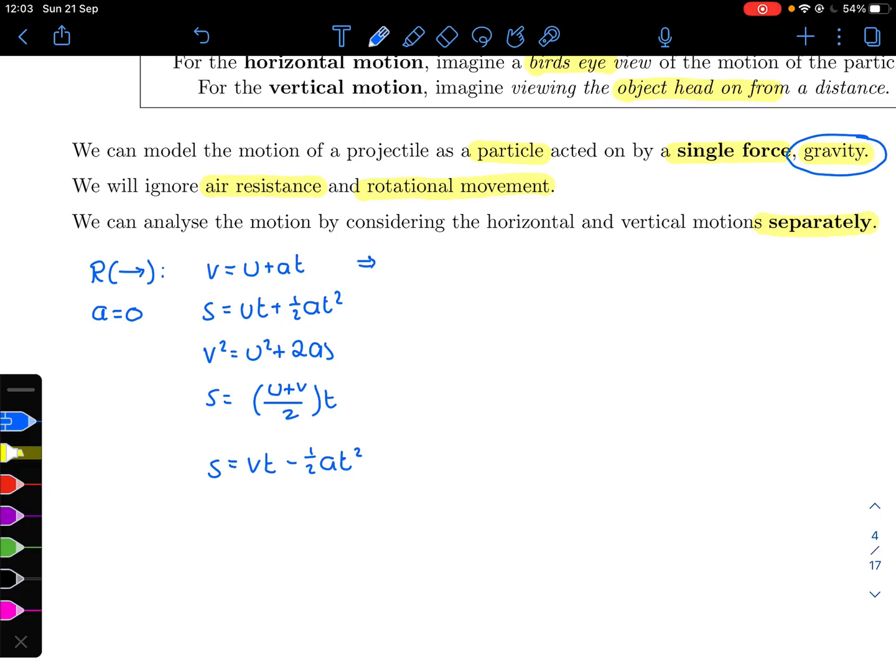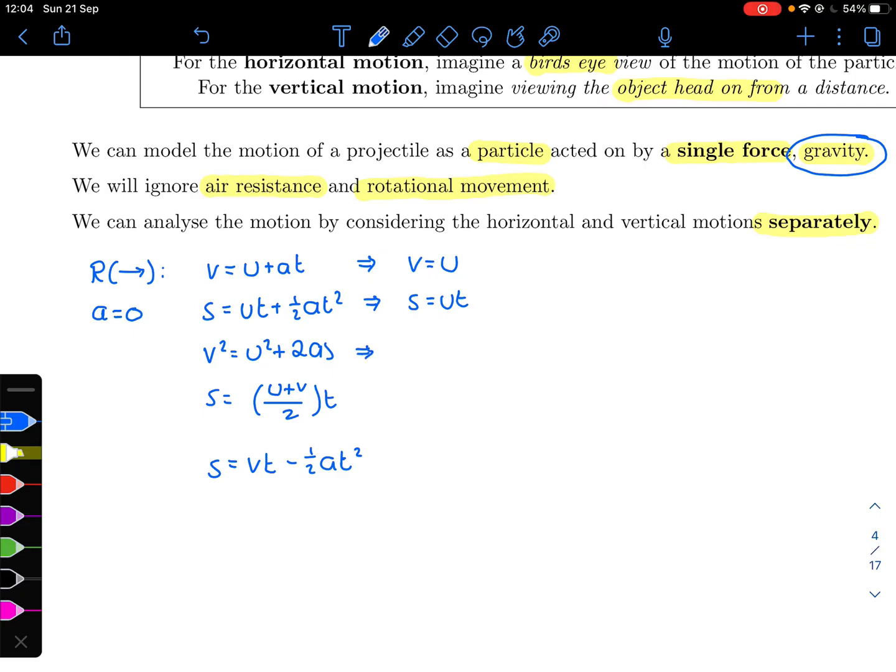Well, this first one, if a equals 0 in this first one, all we get is that v equals u. So the final velocity at any point that we consider is equal to the initial velocity in that direction. That makes sense. If there's no acceleration, there'll be no change in speed. In the second one, if a is 0, then we're just left with the equation s equals ut. An equation you've been using for a very long time, even back in high school. Distance equals speed times time, essentially.